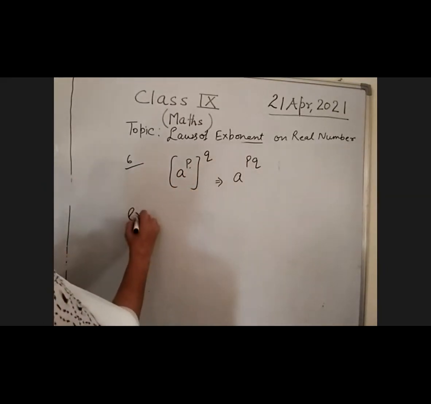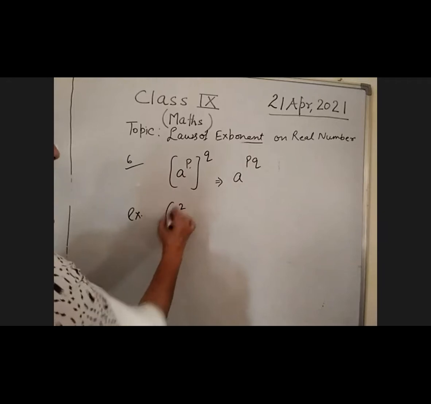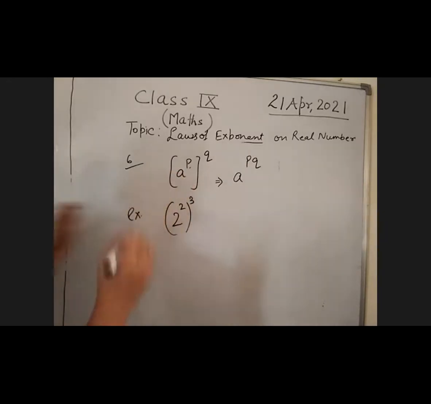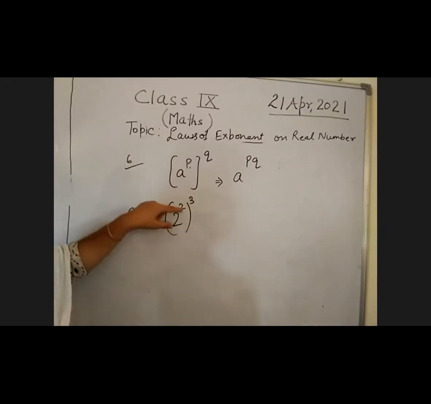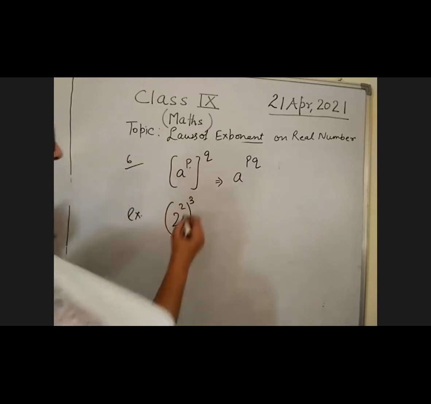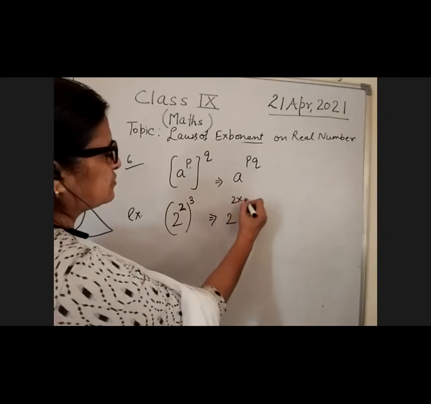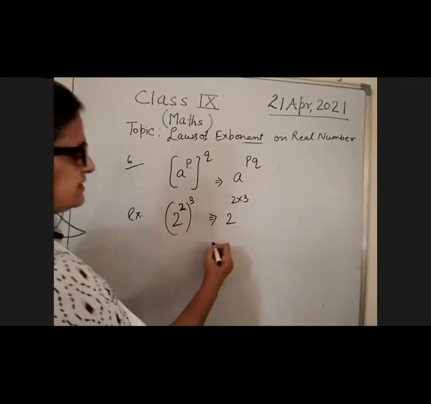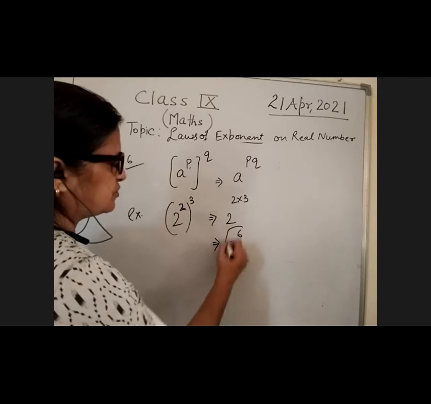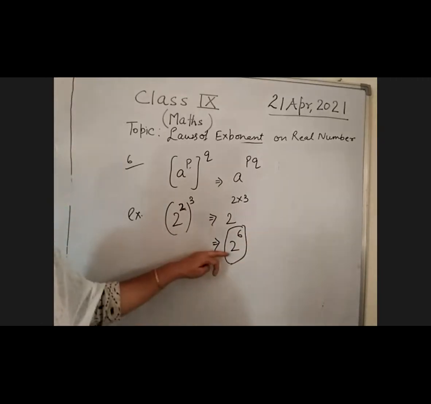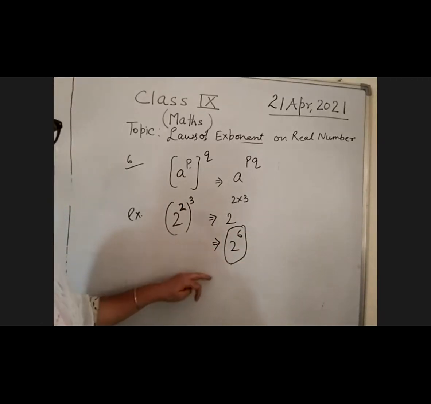Like this, I am taking an example again. 2 raised to the power 2, again to the power 3. Power on a power, again a power. So the powers are multiplied together. 2 multiplied by 3 is equal to 6. When you solve 2 raised to the power 6, you can write 2 six times. Okay.